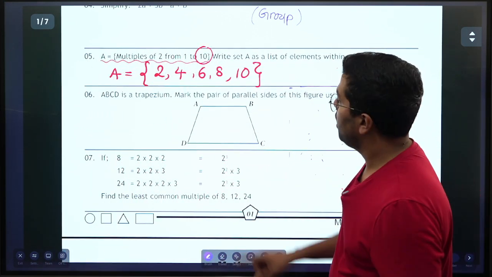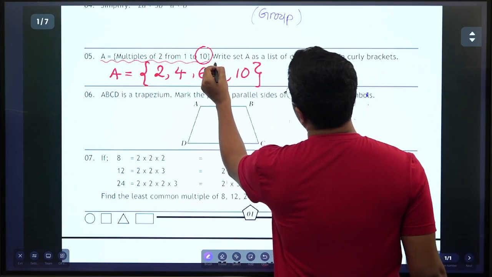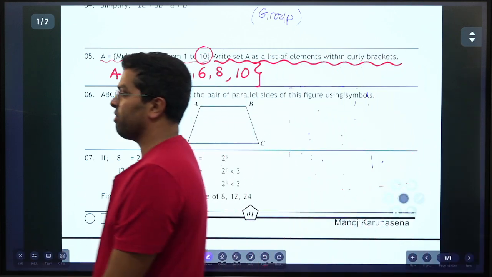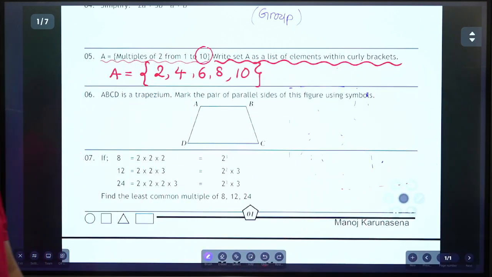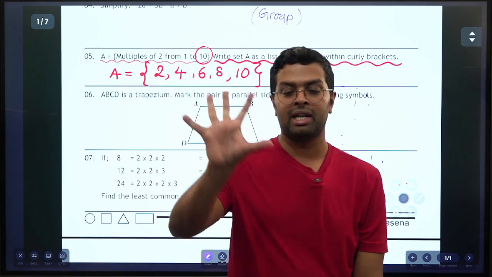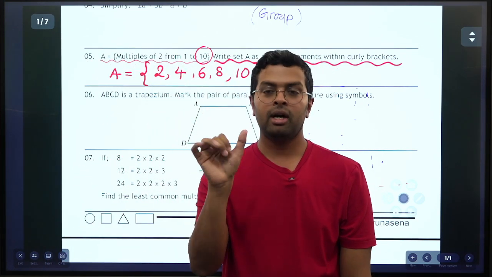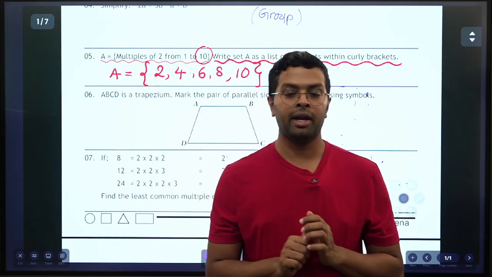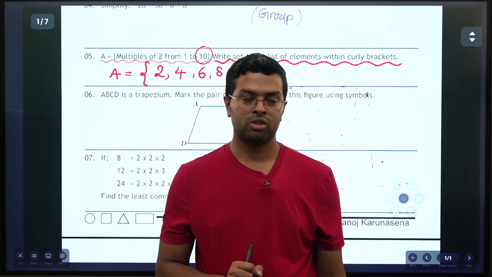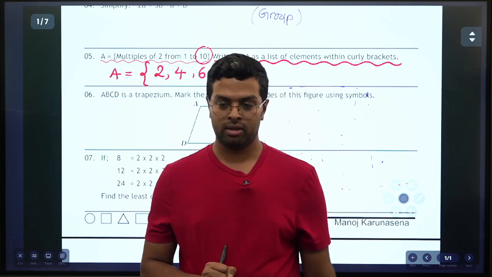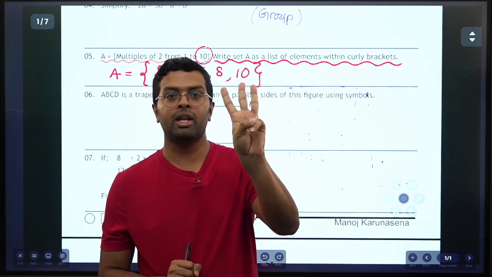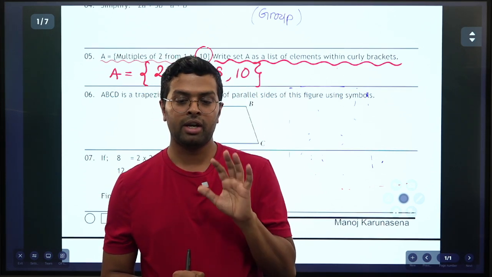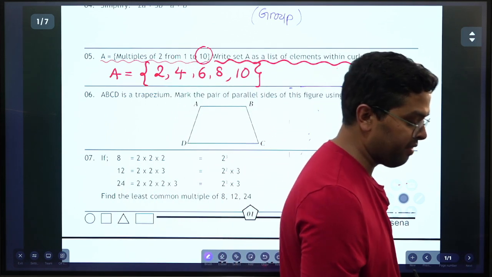So we have written the set A as a list of elements within curly brackets. But there are different methods that we can use to represent a set. One method is listing down all the elements. Another method is using a Venn diagram. The other method is to describe the set, a descriptive method. So there are three methods that you can use to represent a set. Alright, that's enough.